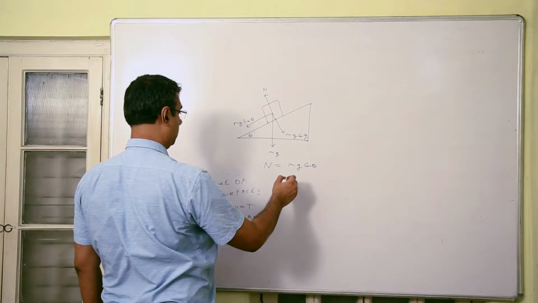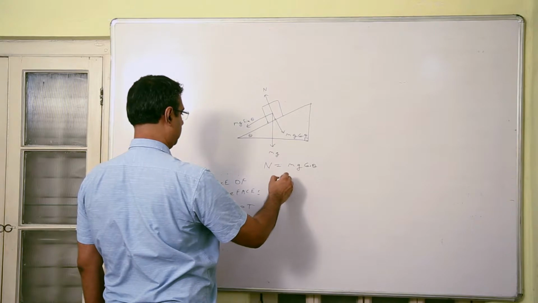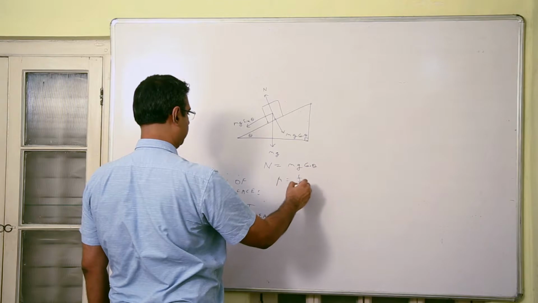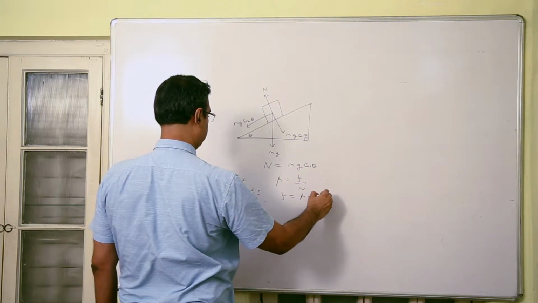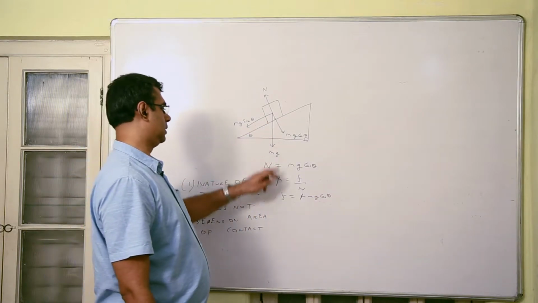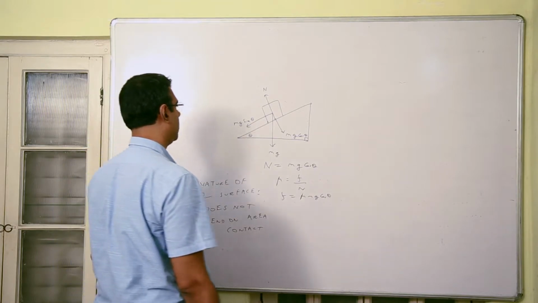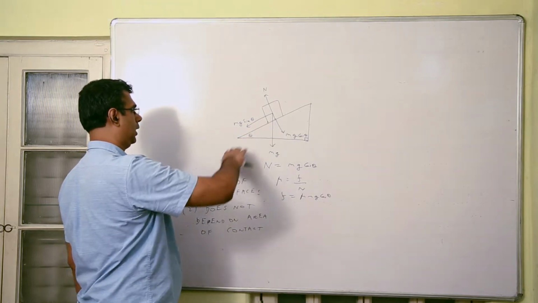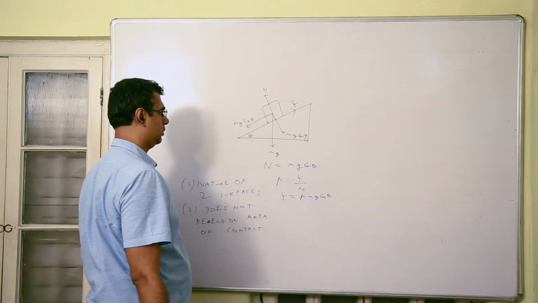Now what happens is that the friction coefficient is mu, so you know that mu is equal to friction by normal reaction, so friction will be mu into mg cos theta. So between this block and this surface, the friction force will be mu into mg cos theta. Now if this block is going to go down due to gravity, then friction will act in this way.